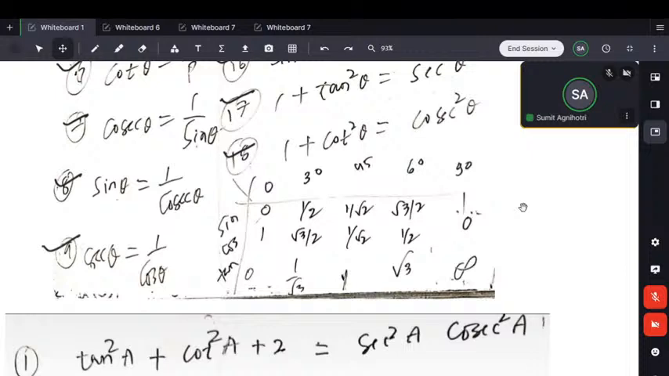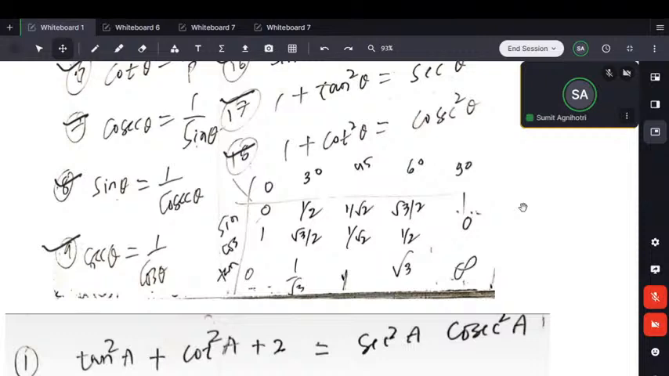Sine at 0 degree is 0, sine at 30 degree is half, sine at 45 degree is 1 by root 2, sine at 60 degree is root 3 by 2, sine at 90 degree is 1, and similarly after sine we have the values of cos. Cos at 0 is 1, cos at 30 is root 3 by 2, cos at 45 is 1 by root 2, cos at 60 is half, cos at 90 degree is 0.